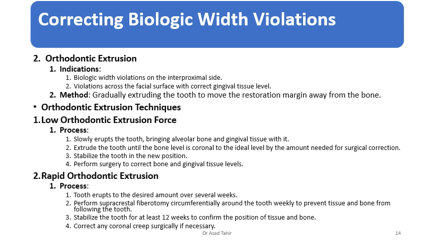Rapid orthodontic extrusion. Process: the tooth erupts to the desired amount over several weeks. Perform supracrestal fibrotomy circumferentially around the tooth weekly to prevent tissue and bone from following the tooth. Stabilize the tooth for at least 12 weeks to confirm the position of tissue and bone. Correct any coronal creep surgically if necessary.